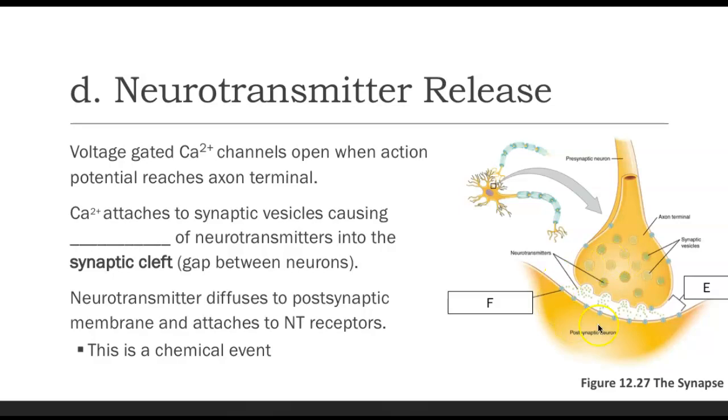And these neurotransmitters are then going to move toward the end of this axon terminal and exocytose, or go through exocytosis to release those neurotransmitters into the synaptic cleft, which is the gap between these two neurons, or this space between the two neurons. These neurotransmitters are then going to diffuse to the postsynaptic membrane and attach to these ligand-gated channels with the receptors for the specific neurotransmitter. So this is our chemical synapse. This is a chemical event.